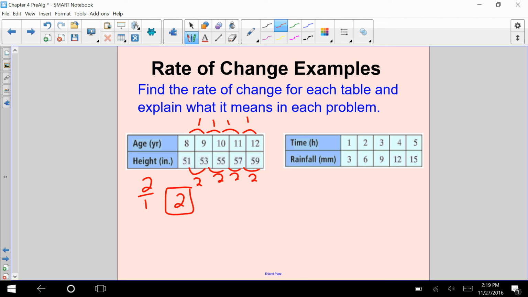What does it mean in the problem? It means that you grow 2 inches per year.